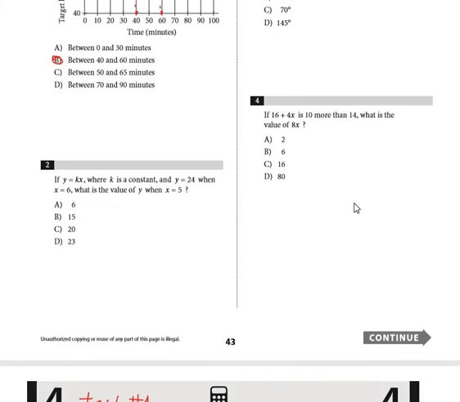Number 2. If y equals kx, where k is a constant, and y equals 24 when x equals 6, what's the value of y when x equals 5? Let's solve this question by tabling. So let's make an xy table. We were given a relation between x and y. When x is 6, y is 24, the given information. And they would like to know what the value of y is when x is 5.